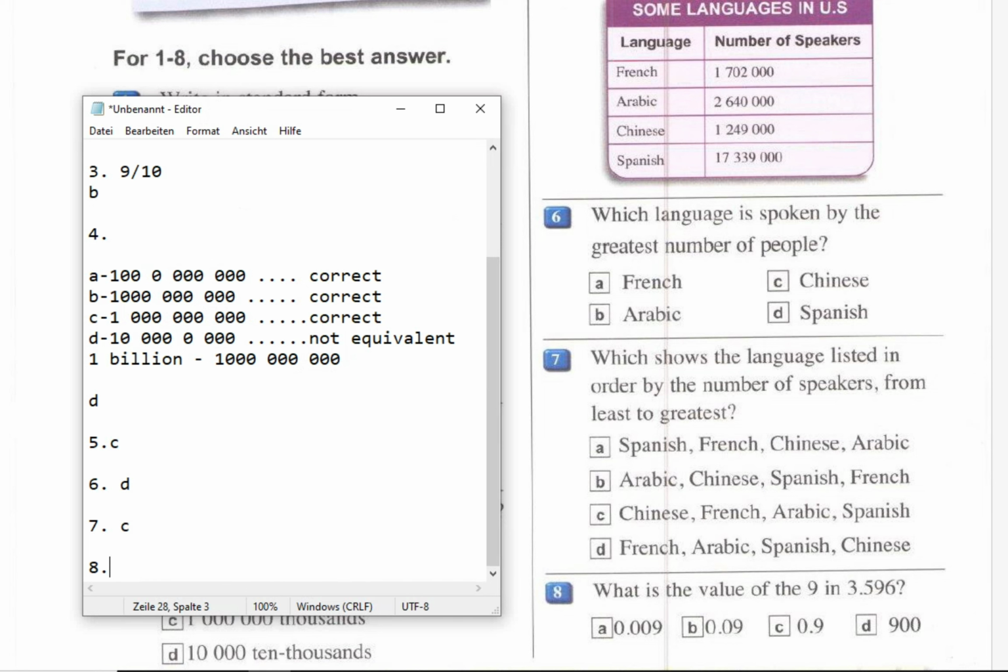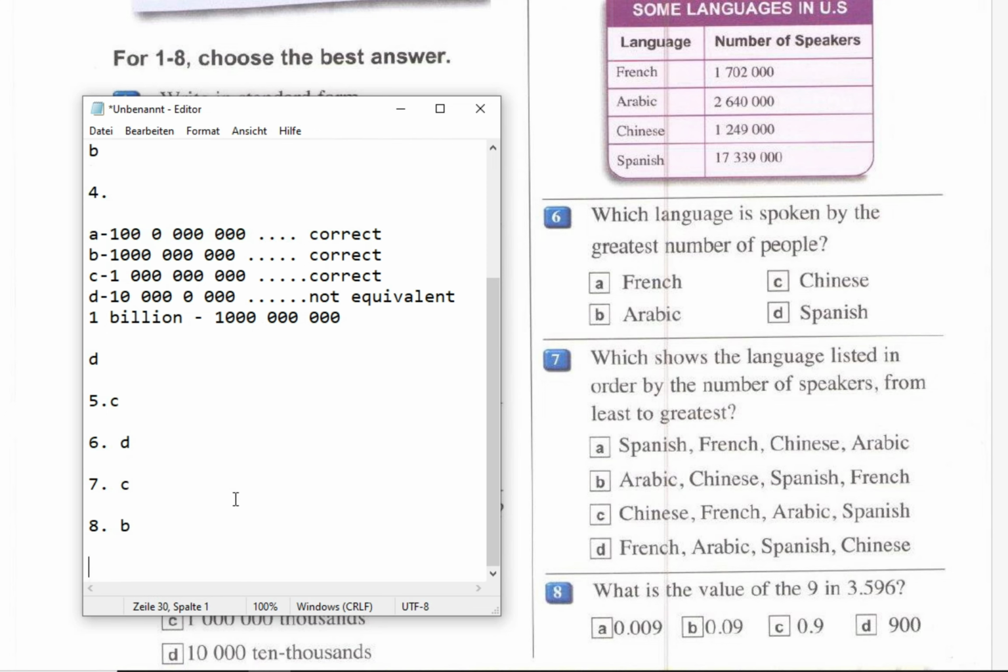Okay, and the last, what is the value of the 9 in 3.596? The value of the 9 is 0.09. Correct answer is B, and is 9 hundredths. Okay. 9/100 is the correct answer.